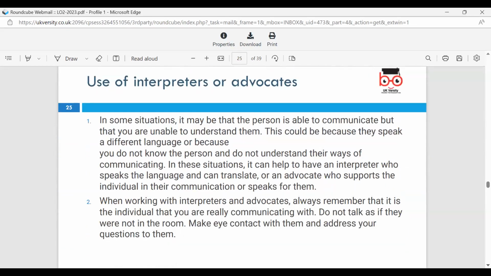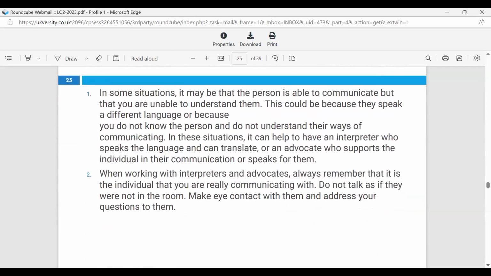The use of interpreters or advocates. In some situations, it may be that the person is able to communicate, but that you are unable to understand them. This could be because they speak a different language, or because you do not know the person and do not understand their ways of communicating. In these situations, it can help to have an interpreter who speaks the language and can translate, or an advocate who supports the individual in their communication or speaks for them.